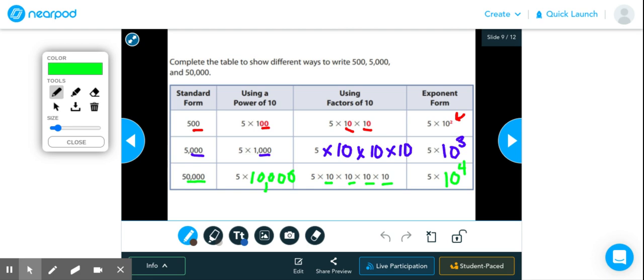So that was the main point of today's lesson, was taking what we started on Friday and extending it using other digits to practice the same skill, looking for those patterns between standard form, writing it as powers of 10, writing it as factors of 10, and finally in exponent form, and really looking for that connection between the zeros, the amount of tens that you used, as well as the exponent.